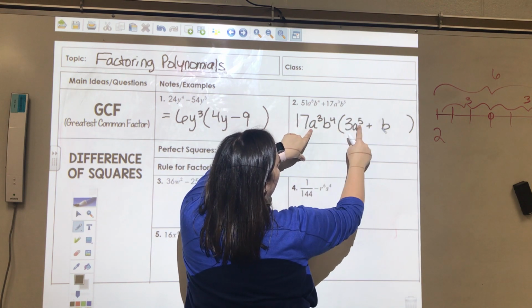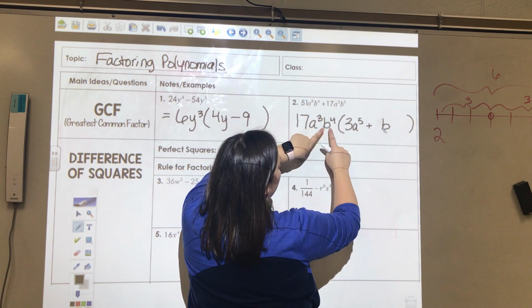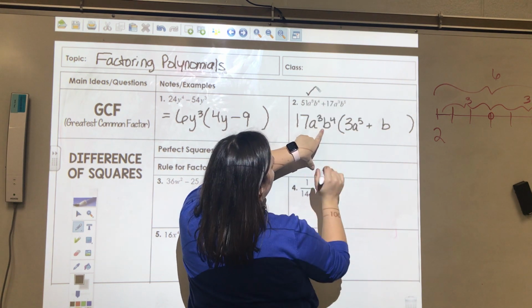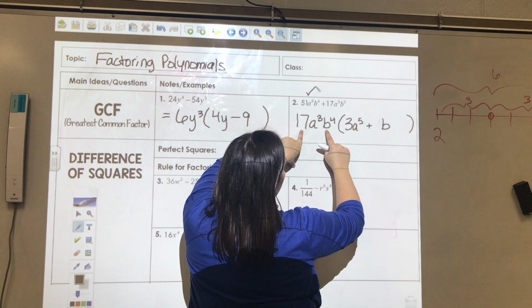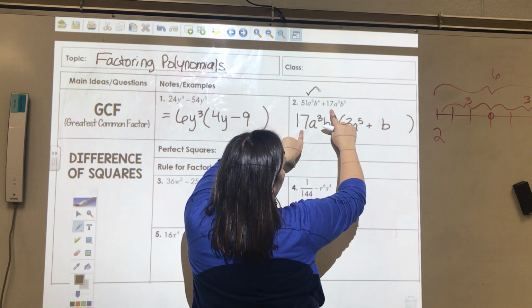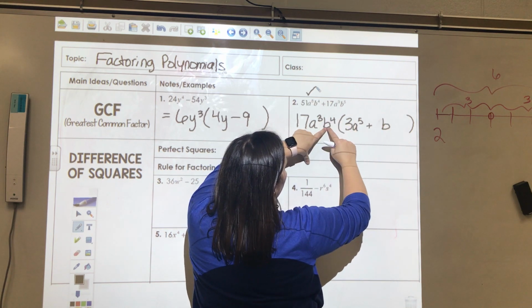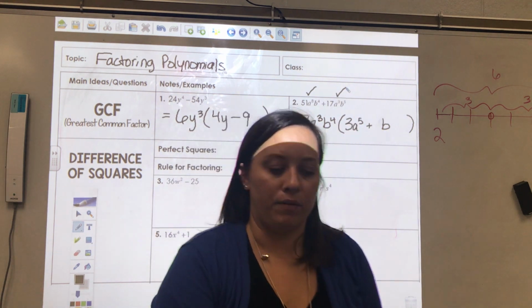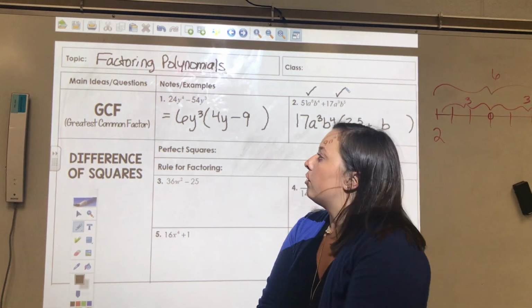A to the 3rd times a to the 5th is a to the 8th. And then b to the 4th times nothing is still b to the 4th, so that works. 17 a to the 3rd times b to the 4th times b does give you this: 17 a to the 3rd, b to the 4th times b is b to the 5th. So that is a review over greatest common factor.